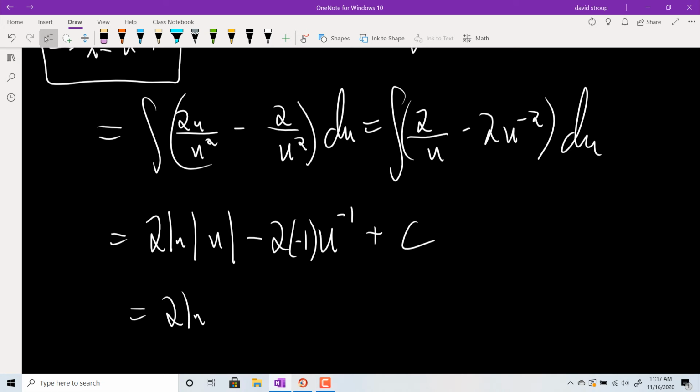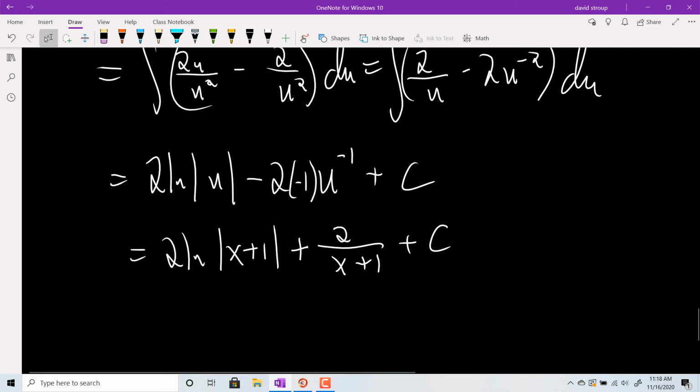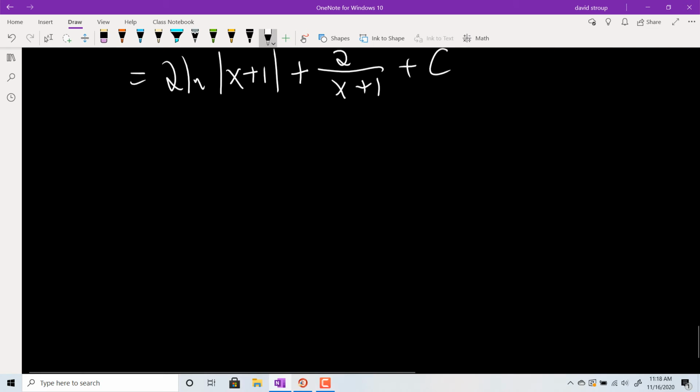So 2 ln absolute value of x plus 1 plus 2 all over x plus 1, and then plus c. One more example, and then we'll move on to trig functions.